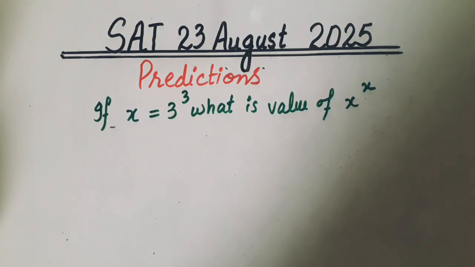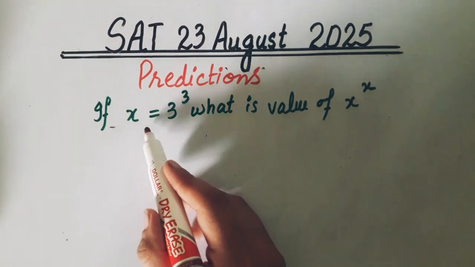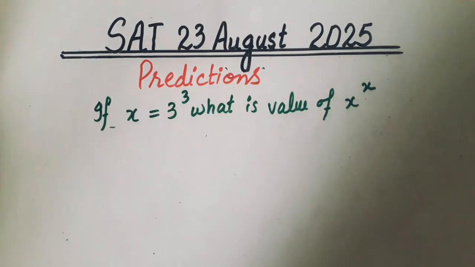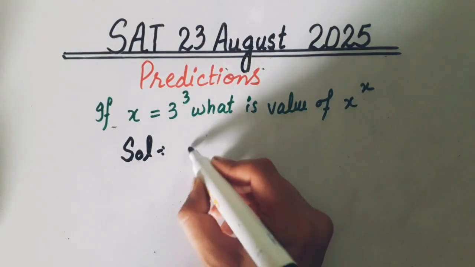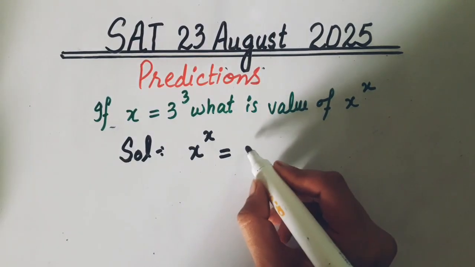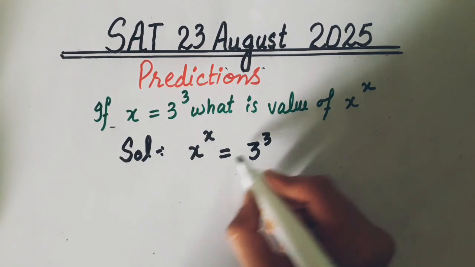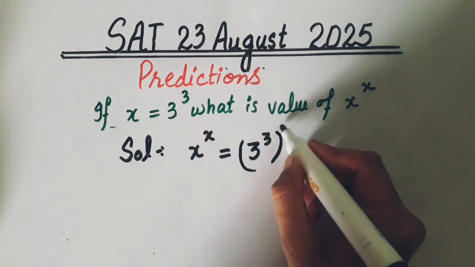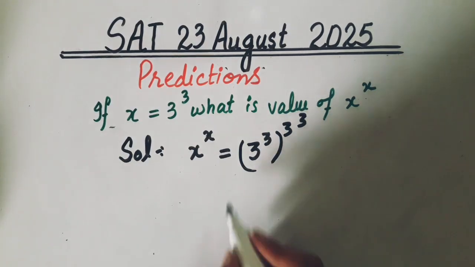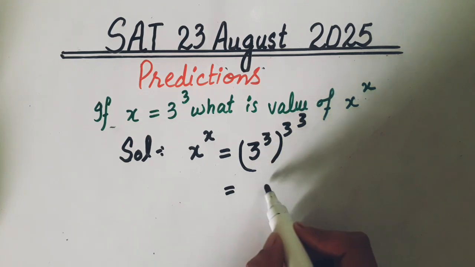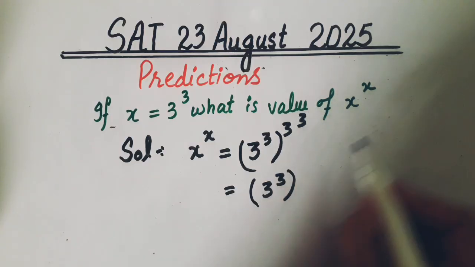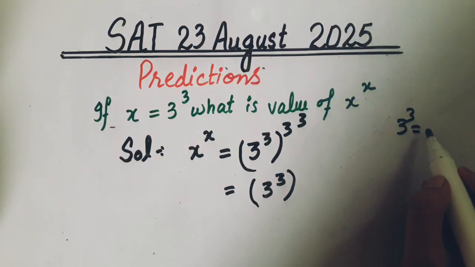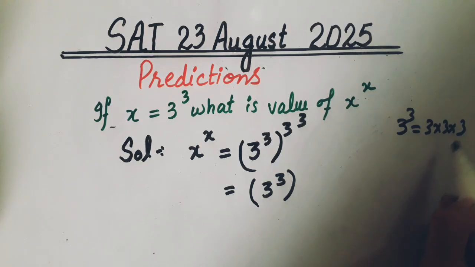For this purpose, we have x equal 3 raised to power 3. So, first of all, we will write this as x raised to power x. It means 3 raised to power 3, this is the value of x, and then power 3 raised to power 3. So we will get 3 raised to power 3. And 3 raised to power 3 means 3 multiplied 3 times. So 3 raised to power 3 equals 27.